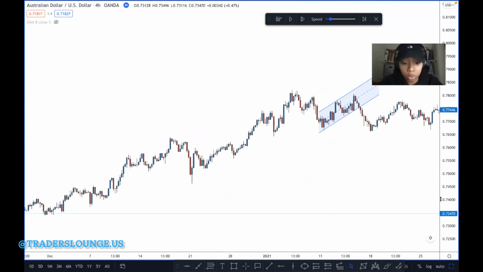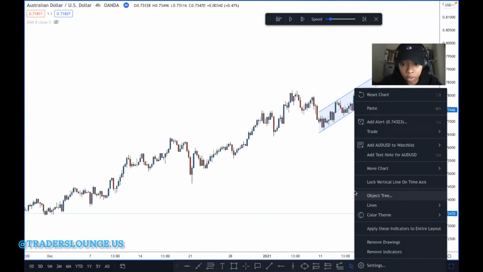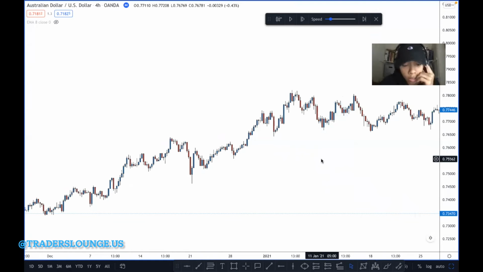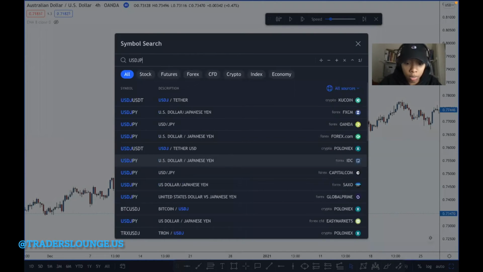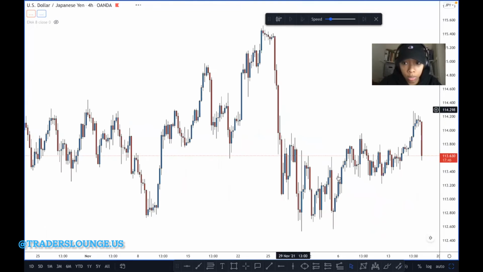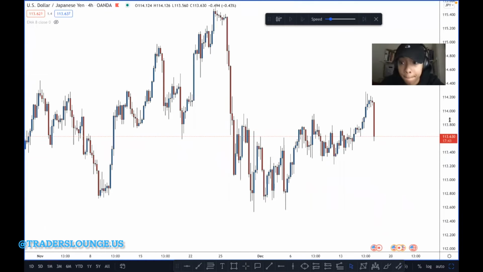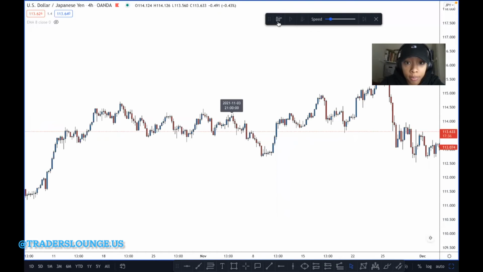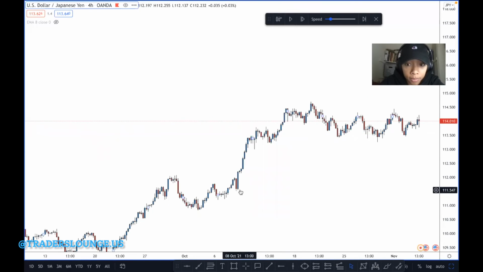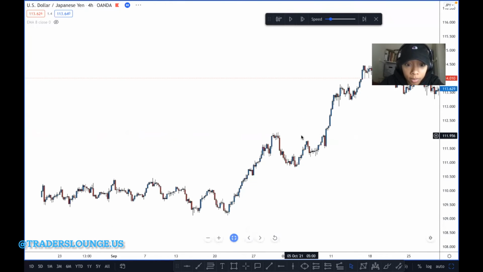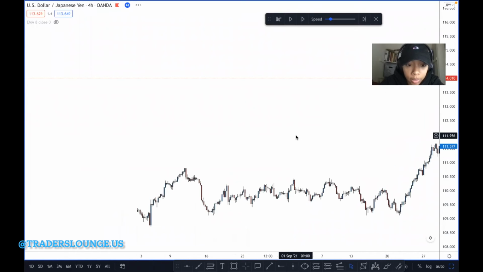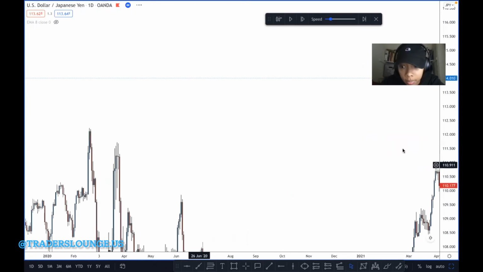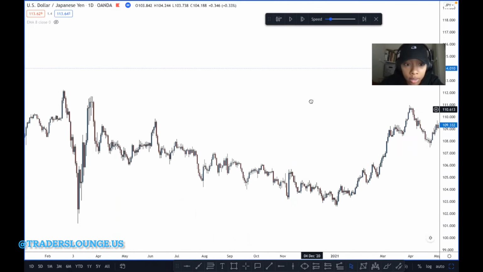Let's go to a different pair. Let's see, where do we want to go to, you guys? Let's do USD JPY. I don't really go to that one that much. So yeah, let's bring it up. Let's go November 4th. Let's see what we can find. Let's try the daily, see if the daily will give us anything good.